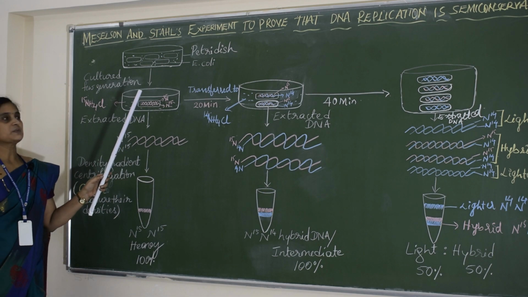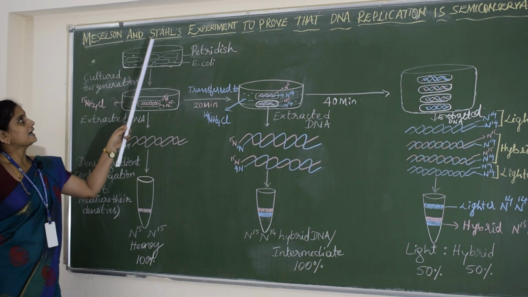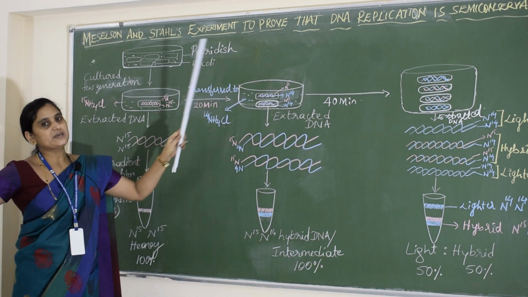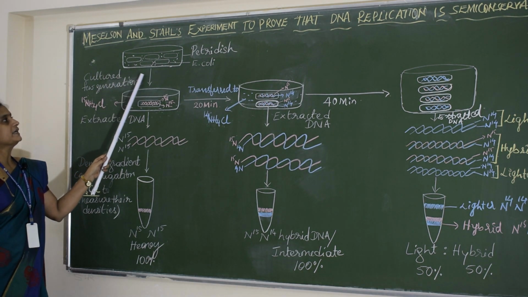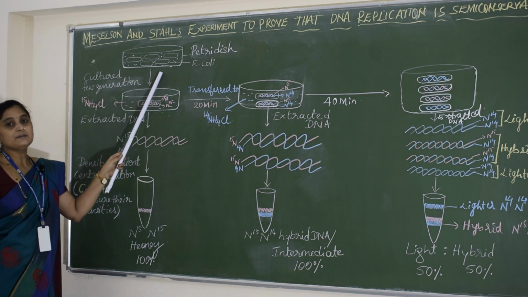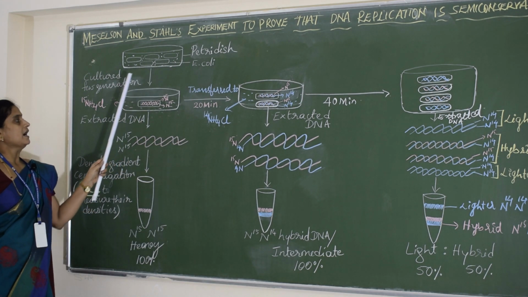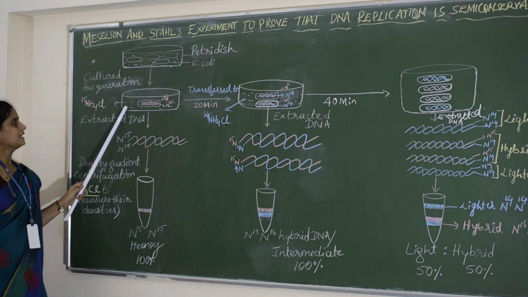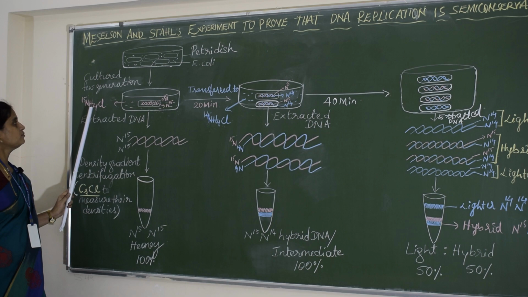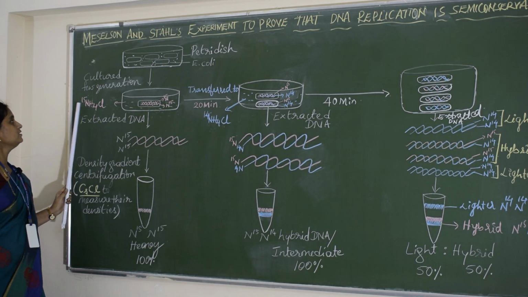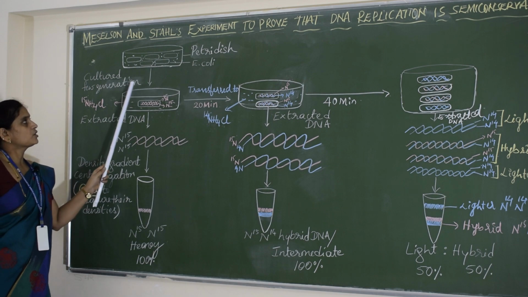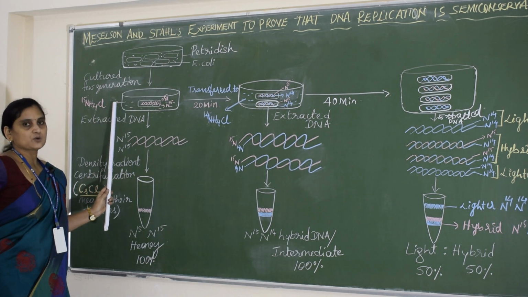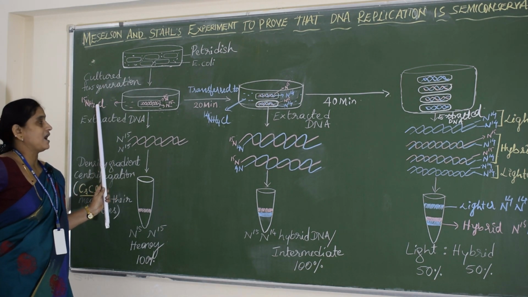So what does that experiment say? Meselson and Stahl performed an experiment to prove that DNA replication is semi-conservative. They took E. coli, Escherichia coli bacteria, and cultured them in the nutrient medium containing ammonium chloride, in which the nitrogen is made to be N15.